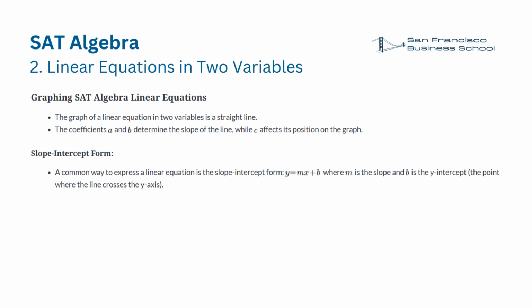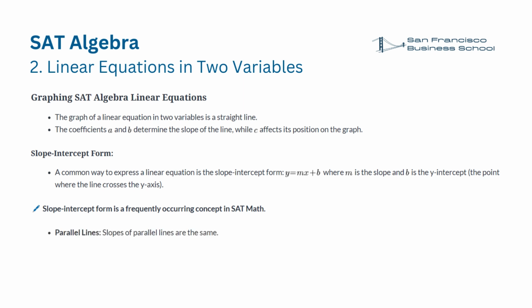Slope-intercept form. A common way to express a linear equation is the slope-intercept form, y equals mx plus b, where m is the slope, and b is the y-intercept, the point where the line crosses the y-axis. The slope-intercept form is a frequently occurring concept in the SAT exam. Parallel lines. Slopes of parallel lines are the same. Perpendicular lines. The product of the slopes of perpendicular lines is -1.